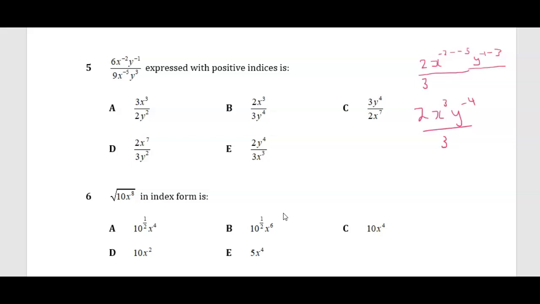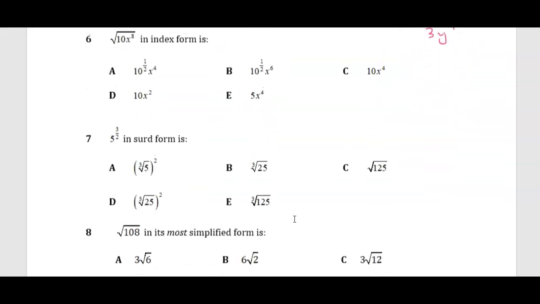So anything that has a negative power, if it's on the top, it goes on the bottom, and if it was on the bottom, it goes on the top. So we're kind of just moving it. So 2x cubed over 3y to the power of 4. Which is B.